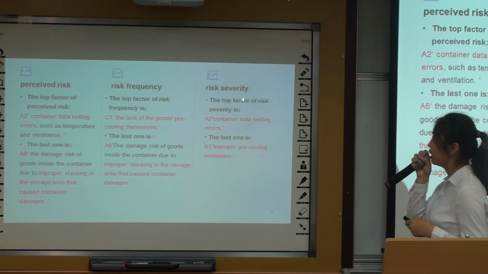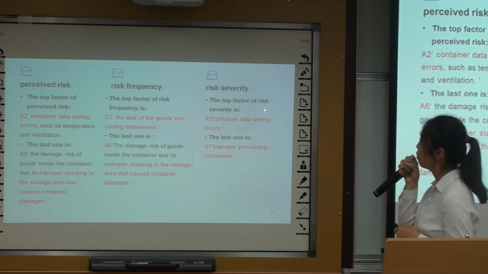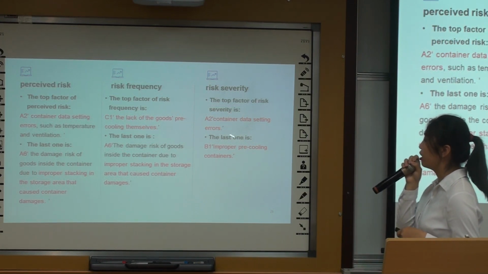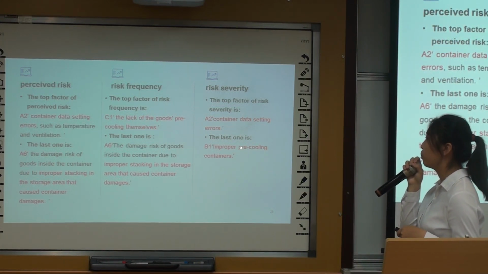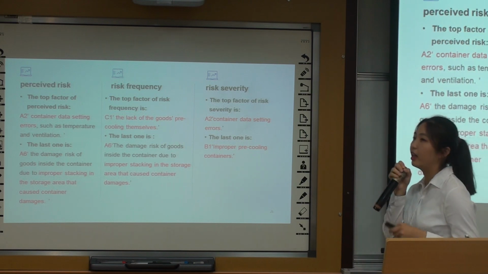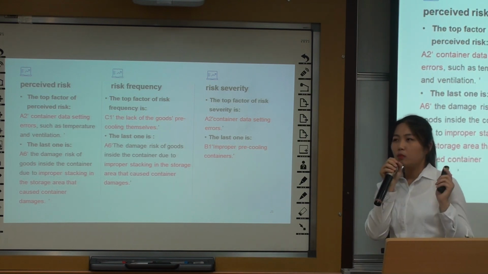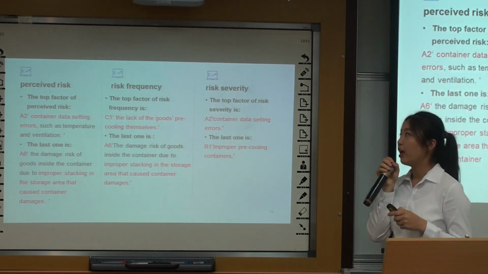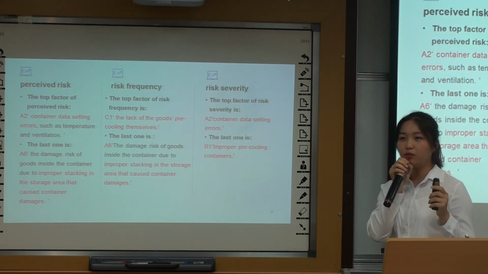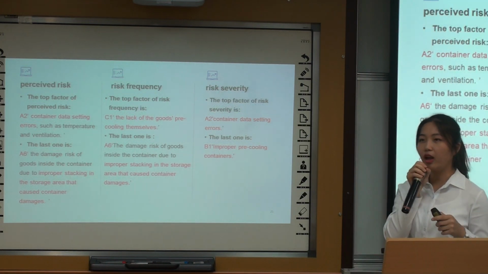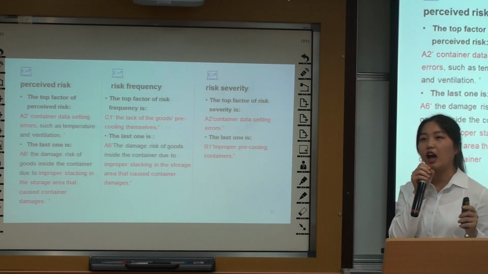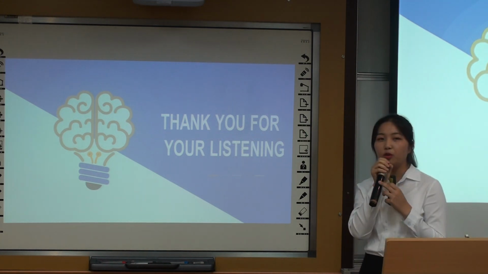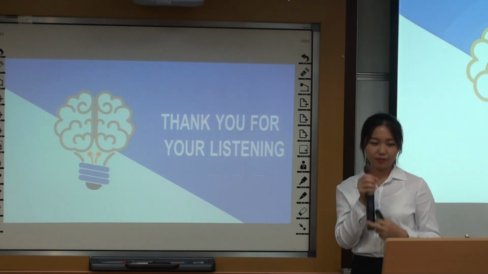For risk severity, the top factor of risk severity is A2, container data setting error. And the last one is B1, improper pre-cooling of containers. To sum up, there are 3 risk factors in the low risk area, and 16 risk factors in the medium risk area, and there is no risk factor in the high risk area. And I'll conclude my report about refrigerated containers today. Thank you very much.